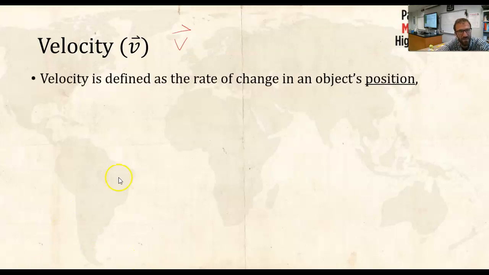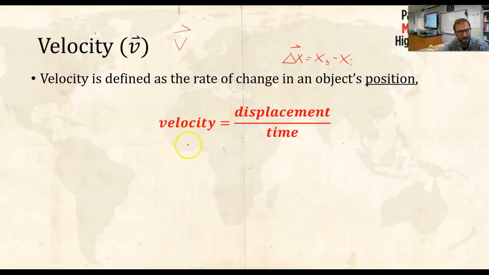Now, velocity is defined as the rate of change in an object's position. Okay, so the change in an object's position is displacement, right? Displacement, delta x, which is also a vector, is equal to the change in an object's position, so it's the final position minus the initial position. So velocity is the rate of change of that. So what that means is velocity is the displacement over time. Whenever anything is the rate of change, that means it's that thing divided by time.